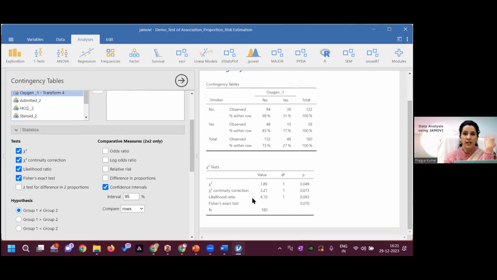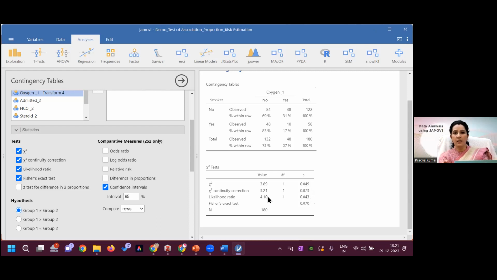In case of the likelihood ratio, if continuity correction is significant, that is very good. That means there is no way that the chi-square value will not be significant. If you see the likelihood ratio, you will see that here it is 0.043. So there is some change in the p-value and the total value of chi-square.